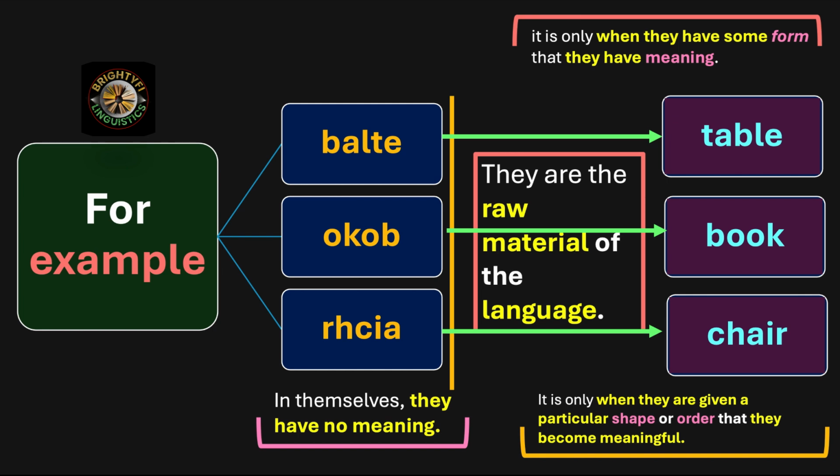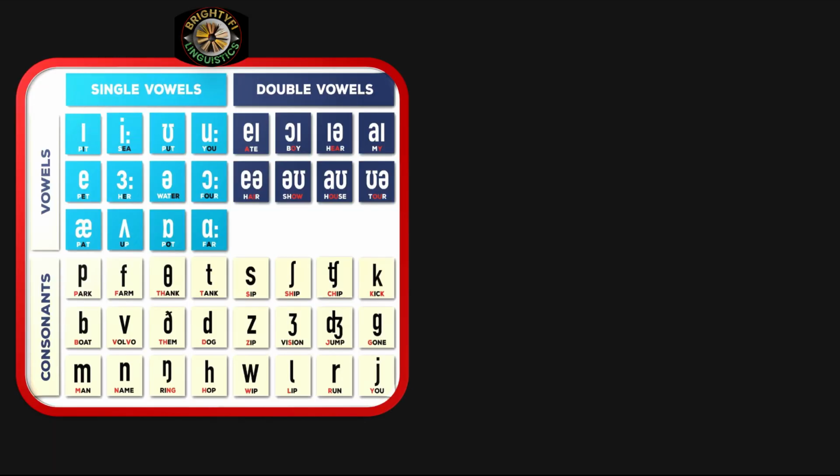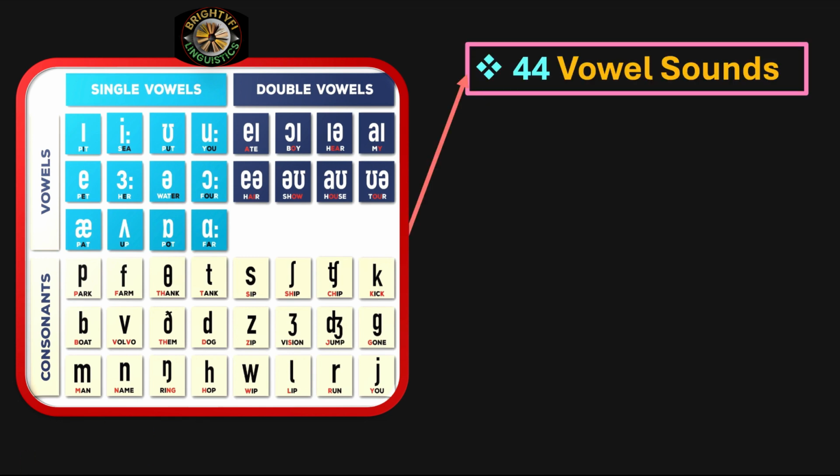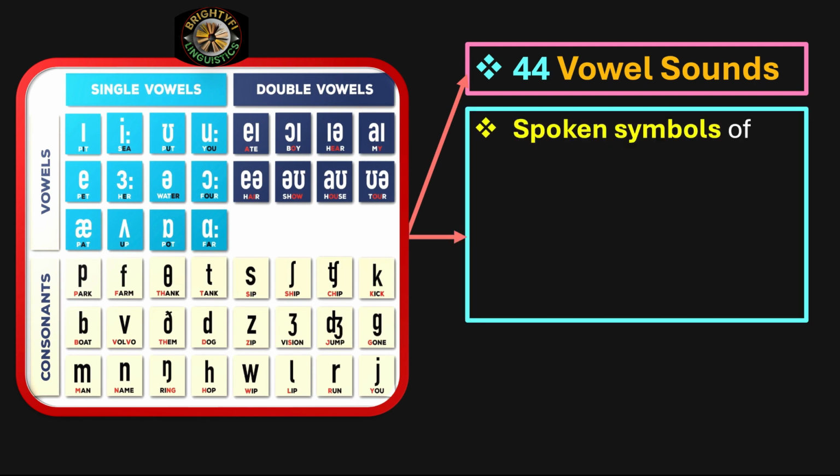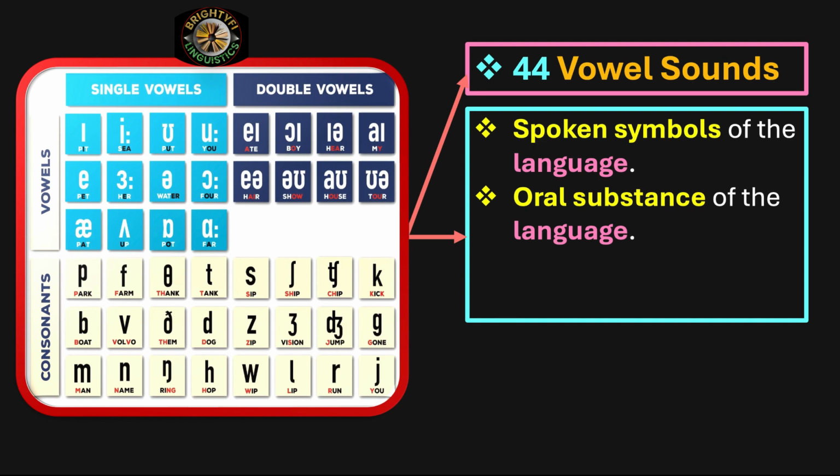We continue our discussion. Look at this set of phonetic symbols. They are the 44 phonetic symbols of the English language. They are considered spoken symbols of the language, the oral substance of the language. They are also said to be vocal substance, the vocal material used for speech in the language.